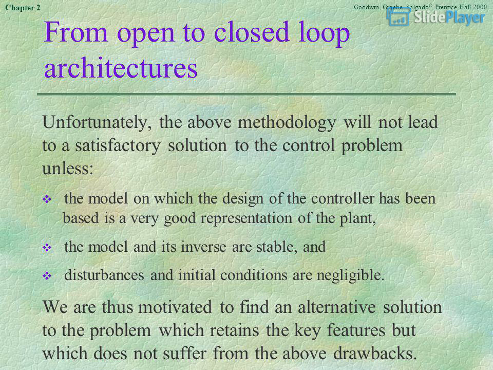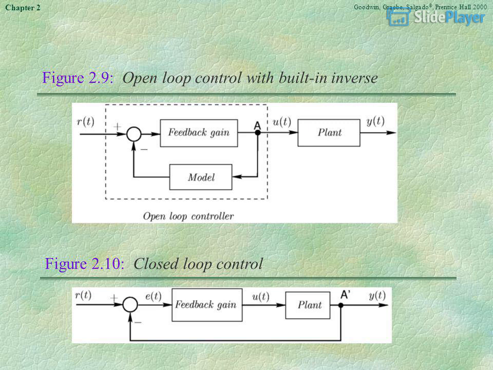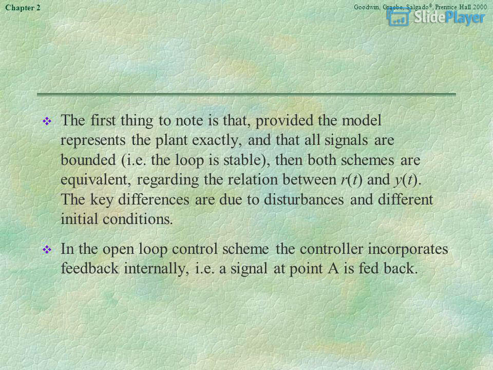2.7. Closed loop architecture. Figure 2.9, Open loop control with built-in inverse. Figure 2.10, Closed loop control. The first thing to note is that, provided the model represents the plant exactly, and that all signals are bounded, i.e. the loop is stable, then both schemes are equivalent, regarding the relation between R(t) and Y(t). The key differences are due to disturbances and different initial conditions.